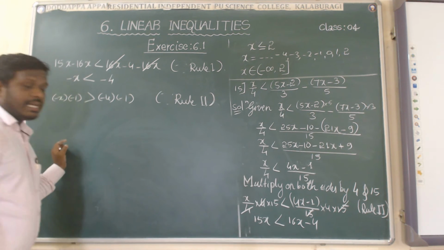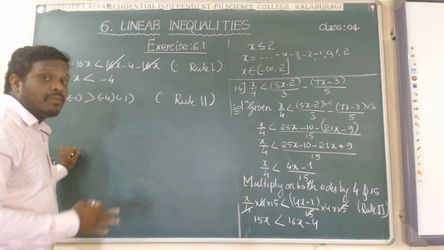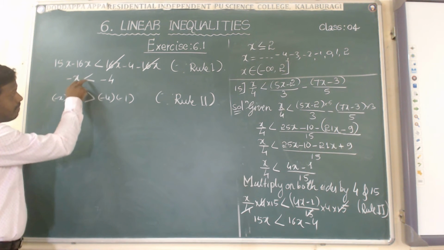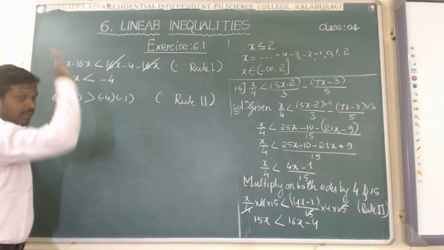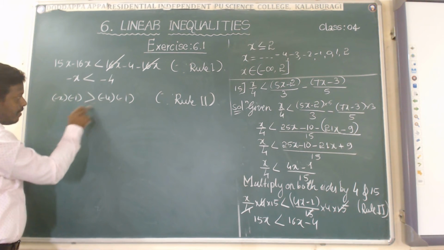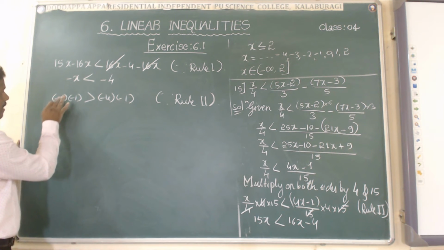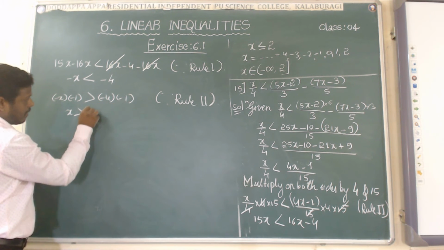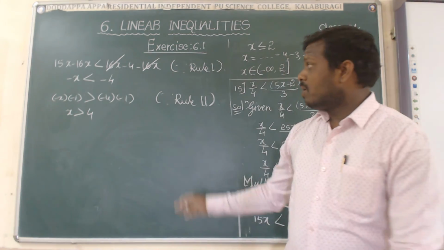Recall the second rule: when we multiply or divide by a negative value, the sign of inequality will be reversed. That is the main point here. The less than becomes greater than. When we multiply both sides by a negative value, the sign will be reversed. This is a very important point. Simplify. Minus into minus is plus, x into 1 is x, more than minus into minus plus 4, that is 4. Again see here, the value of x is more than 4.